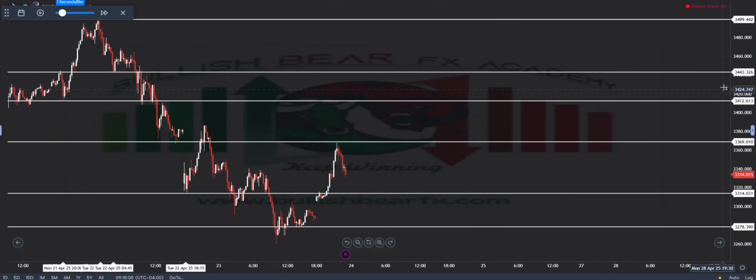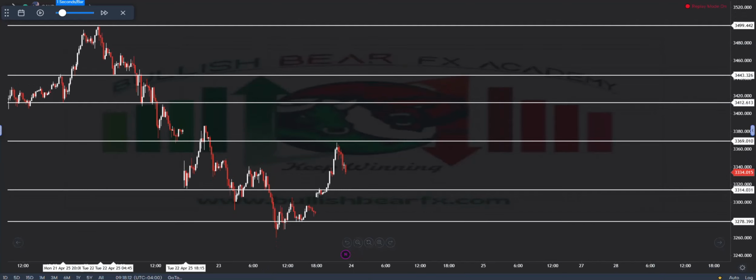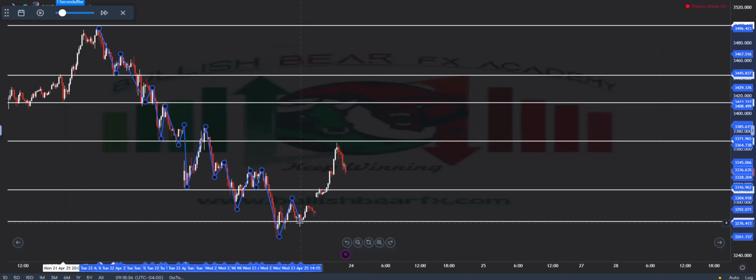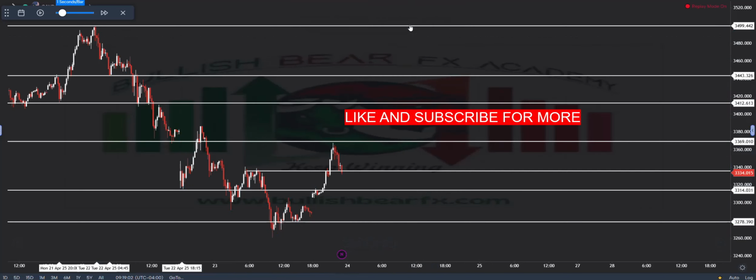Okay, so now you get to observe here we have what we call market structure, and according to market structure, this is a downtrend. We have the low, the lower low, lower high, lower low, lower high. Now this other move here failed to break structure, and instead it went back to the upside. Now when it went to the upside, it broke this structure here, which is this. So I'm just gonna clean this up.